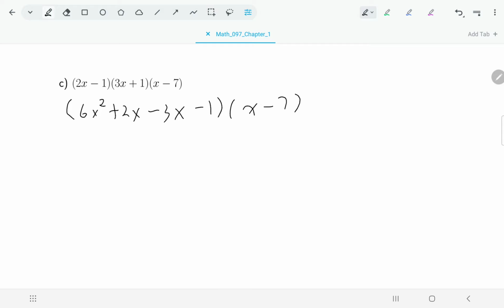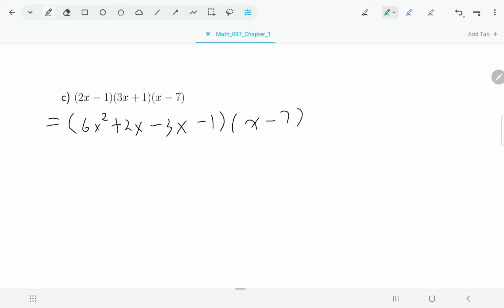Now, one thing that would be a useful thing to do here, and this is what I'm going to do, is to, before I continue multiplying, simplify that bracket, because I have a 2x and a 3x that can be combined together. As it stands now, I've got 4 things in that first bracket, and if I simplify, I'll only have 3 things, so that'll give me less multiplying to do later on. So I'll do that. 6x squared minus x minus 1, that's what I now have, times x minus 7. And now the only thing left for me to do is to finish off my multiplication.